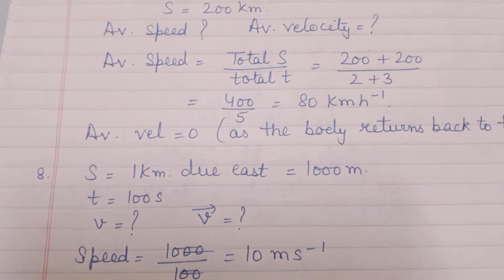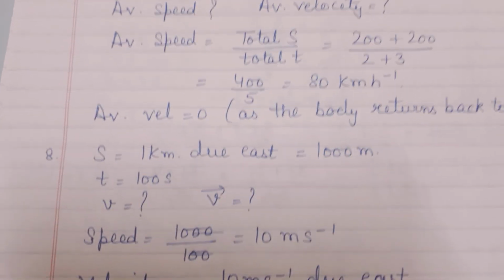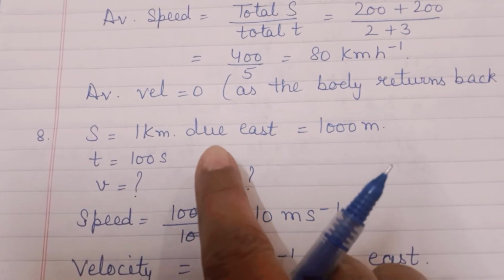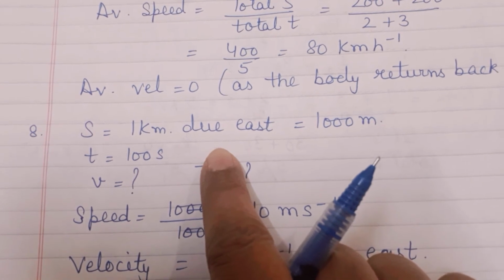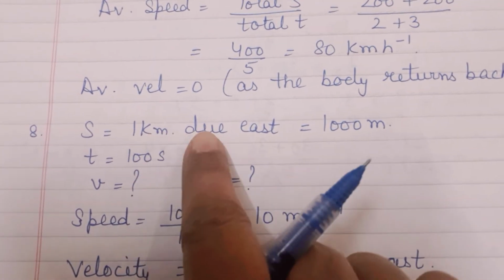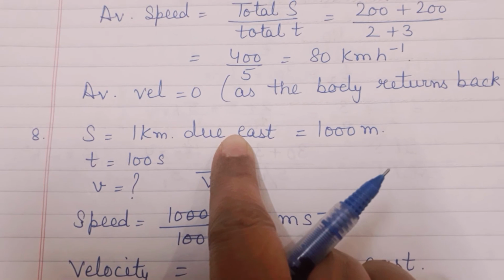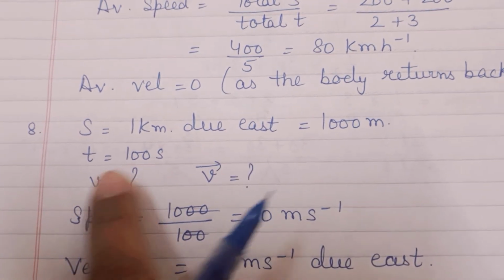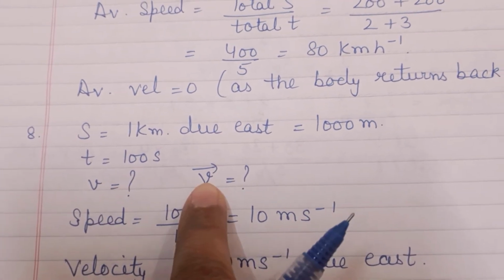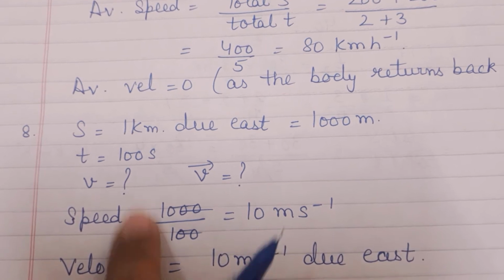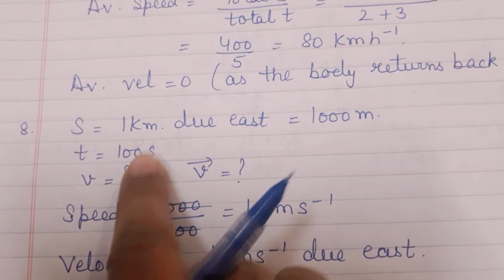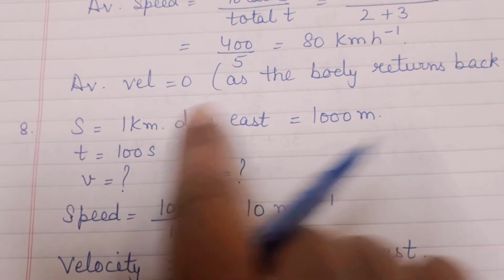Okay. Now I read the 8th question. A car is moving on a straight path and it is covering a distance of 1 kilometer, so I have written due east. It has been mentioned in 100 seconds. You need to find out the speed and velocity. First of all, speed is distance upon time. The time is in seconds, so the distance has to be in meters.